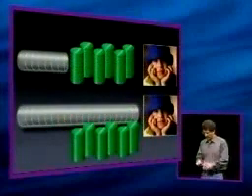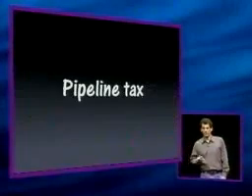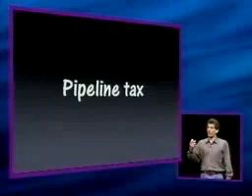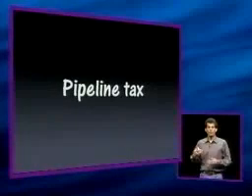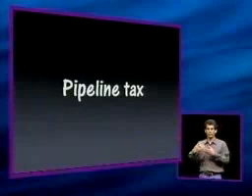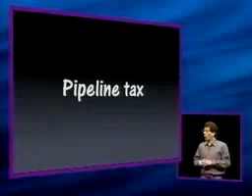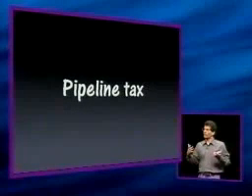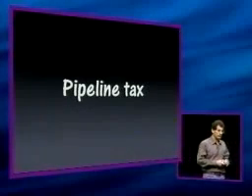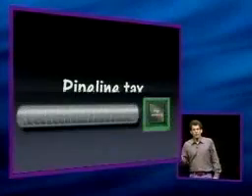But it's not a perfect world. And there's inefficiencies associated with long pipelines. That's been called in the press lately the pipeline tax. And the pipeline tax occurs because there are bubbles in the pipeline that come from data dependencies. That's where one instruction is dependent on the data from a previous instruction. Or even more catastrophic, certain branches can cause the entire pipeline to drain. So let's take a look at this again.